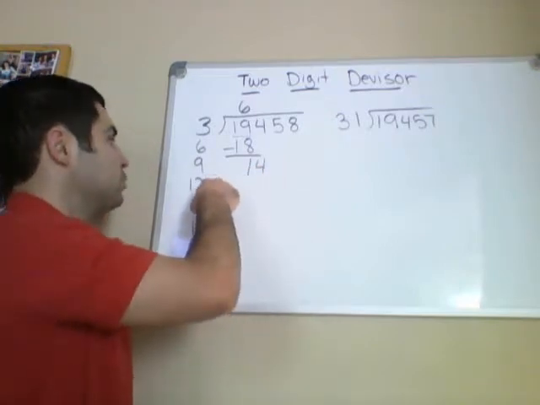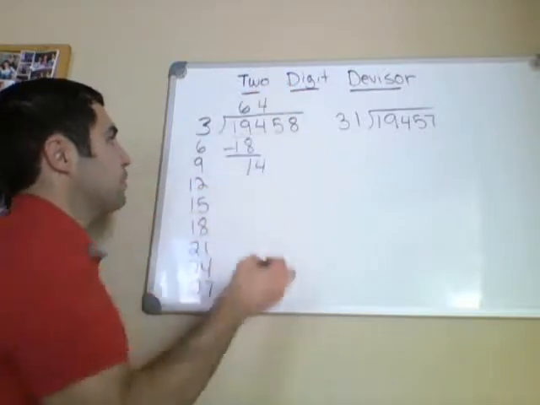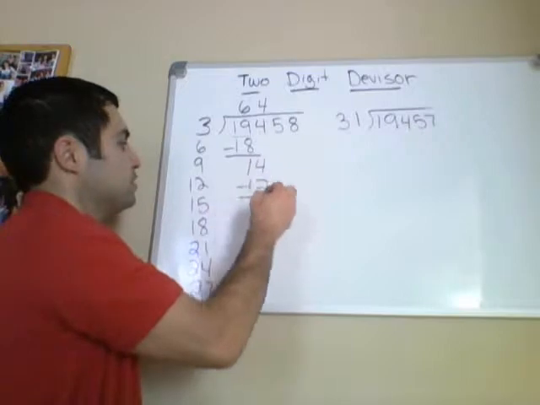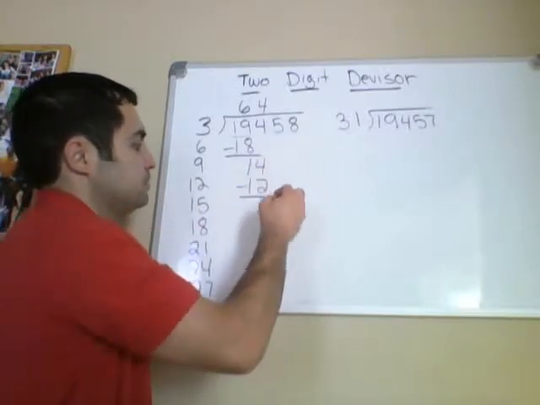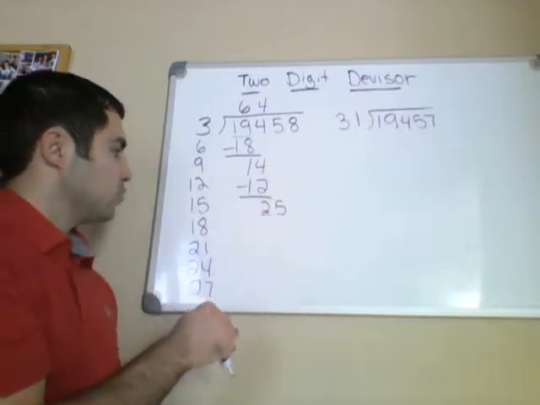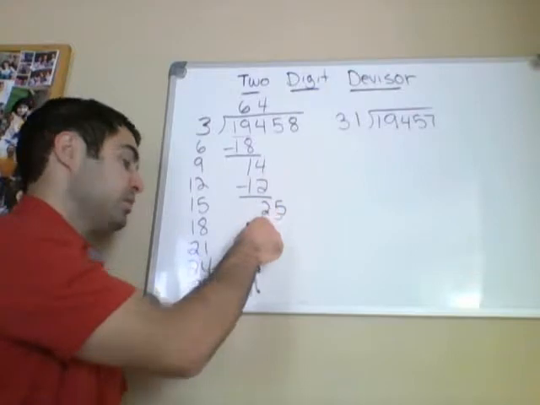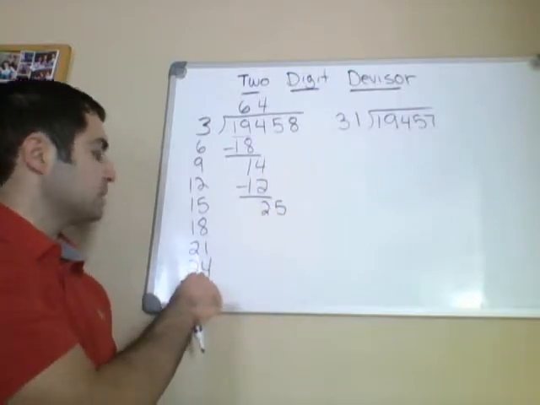Right below 14 is 12. That's the 1, 2, 3, 4th factor. So we're going to put 4 there. 4 times 3 is 12. Got that from there. We're going to subtract. 14 minus 12 is 2. Next step, bring down. Okay? 25. Give me a factor that's close to 25 but less than 25. Is 27 less than 25? Nope. 24 is less than 25.